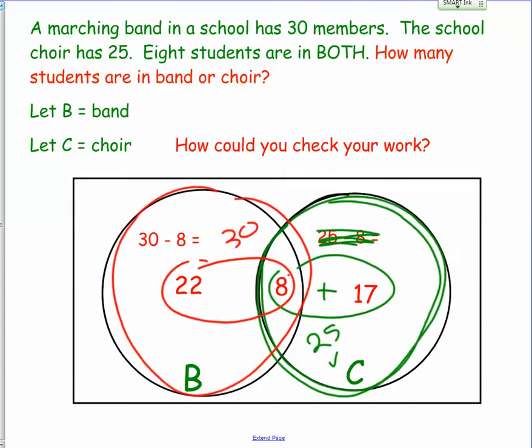And then the last step, remember, is always checking your work. So I check the red circle, 22 and 8 is 30, that checks. I check the green circle, 8 and 17 is 25, that checks. I check my overlapping region, I have 8 in both, and that checks, and I know my answer makes sense.